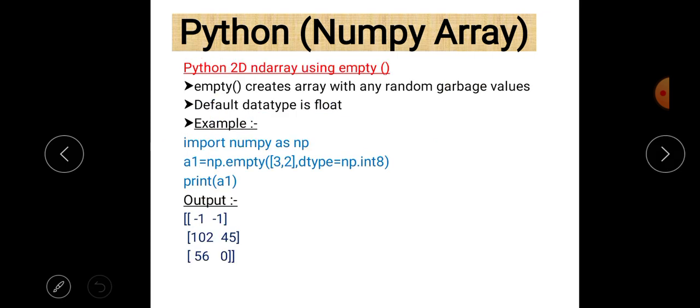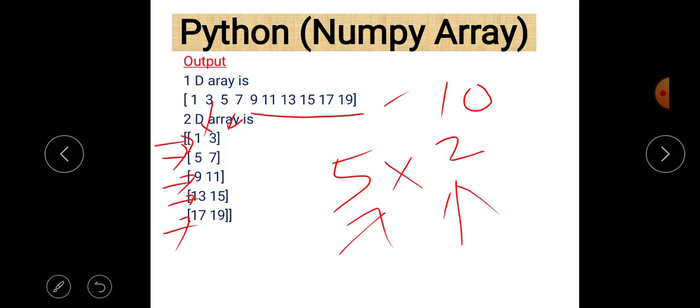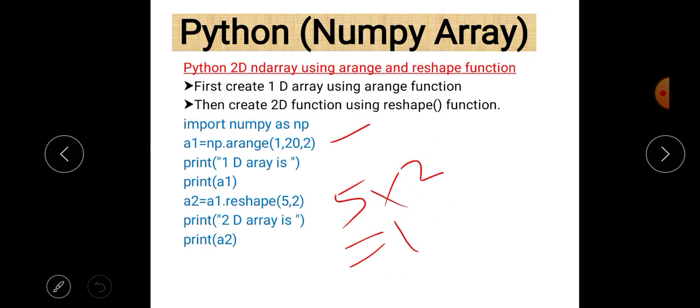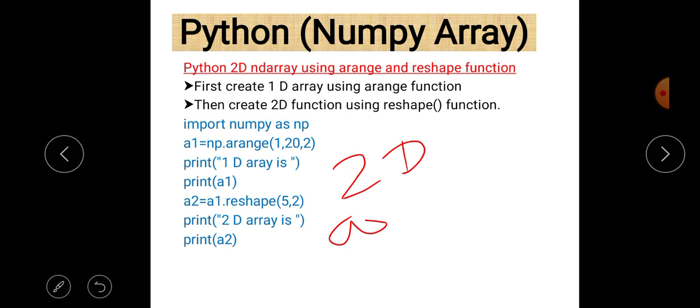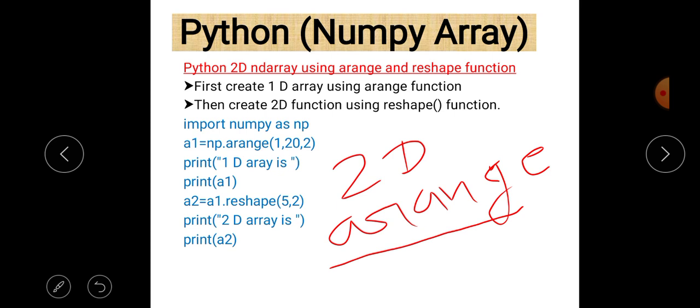Now let us take another example. The most important thing regarding the arange function is that whenever you want to create a two-dimensional array, the arange function is not able to create it directly; it creates a one-dimensional array. Using the reshape function, you are able to create a two-dimensional array. So basically arange creates a one-dimensional array, and reshape changes the shape of that one-dimensional array, or we can say it changes a one-dimensional array to a two-dimensional array.